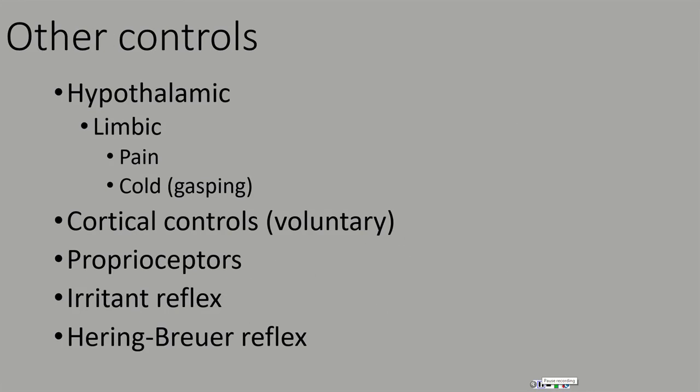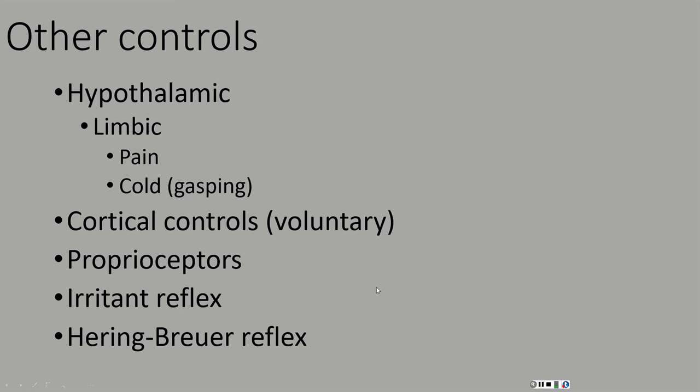But there are other controls for breathing. We've just talked about the main ones. These are other things that can influence our breathing. We can have a hypothalamic control. So our hypothalamus can stimulate us to breathe. Our hypothalamus plays a role in a lot of different things, but it's also tied into something called our limbic system, which is our emotional response.